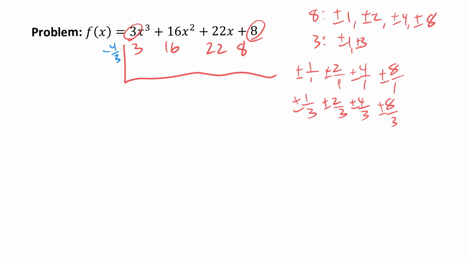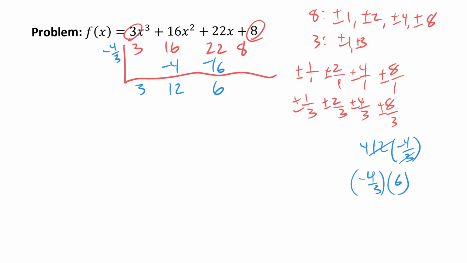All right, here we go. 3 pops down, negative 4. 12. 12 times negative 4 over 3 will be, well, we could reduce the 12 with the 3 and give us 4, so that'll be negative 16. And then negative 4 over 3 times 6. Well, again, we could reduce the 6 to give us just a 2, so it'll be negative 8. And we get our 0.